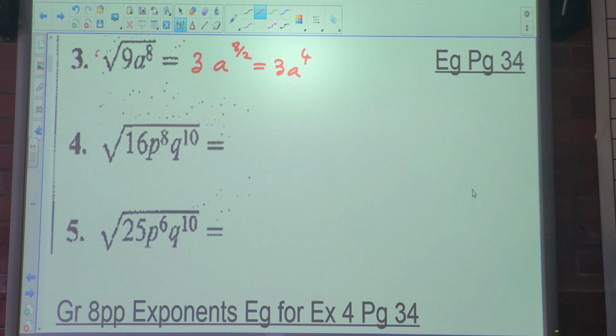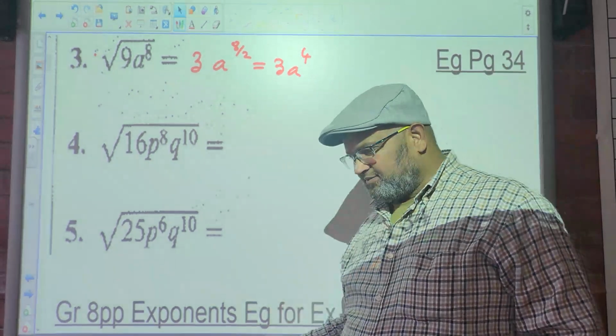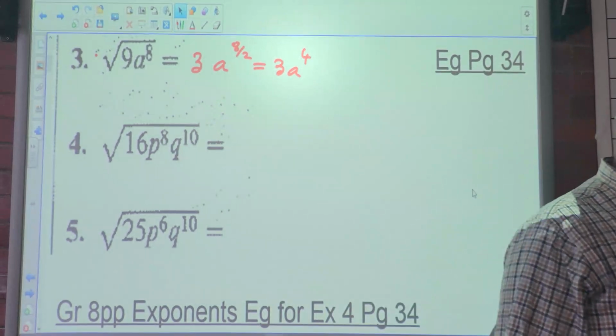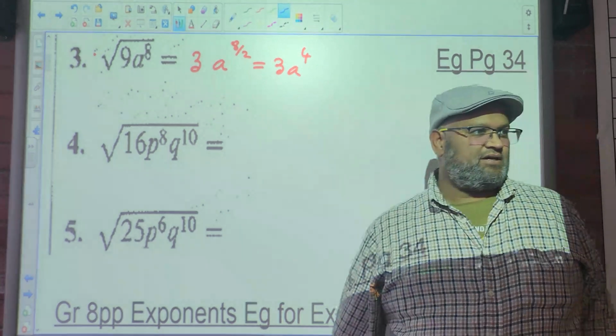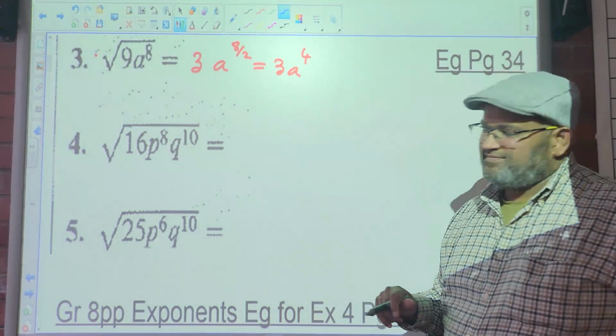People. Who got it right? Okay, all good. Nice. Do number 4 quickly. The square root of 16p 8q10. Okay, let's go for in front. What's your answer?